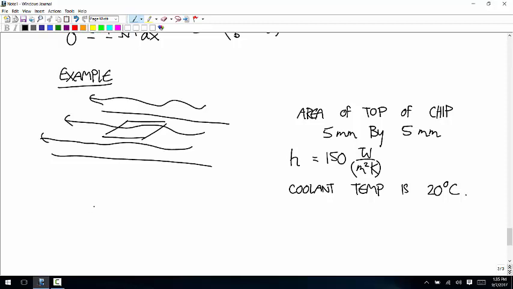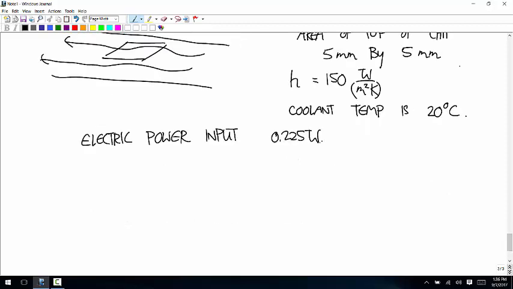There is work input through electricity. That's the work of displacing charged particles. The electrical power input is 0.225 watts. And we want to know what's the temperature of the chip, assuming that this is in steady state.